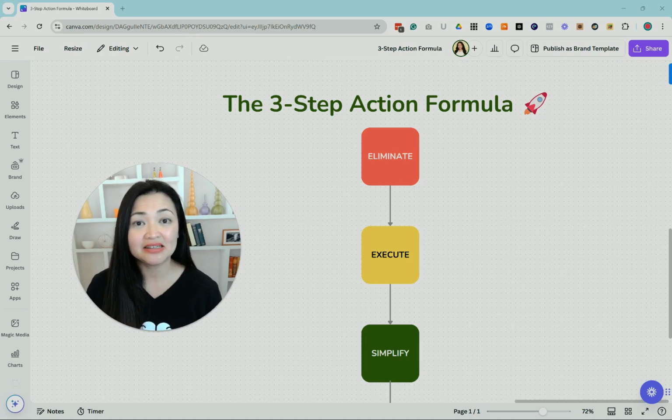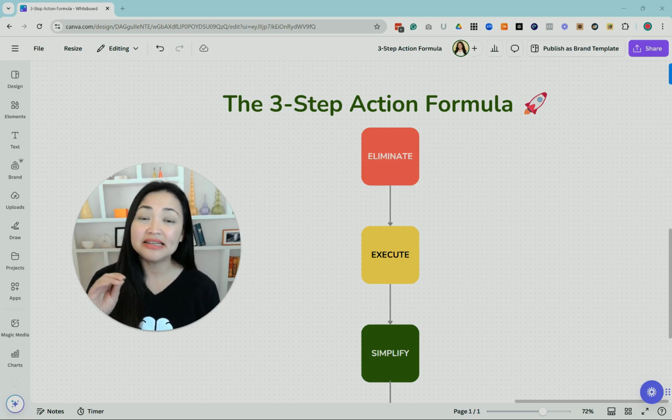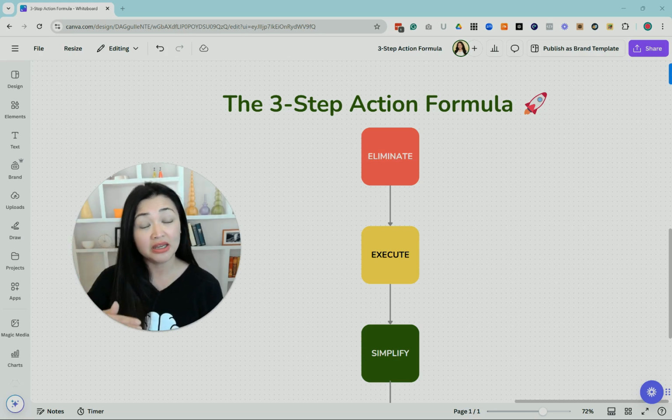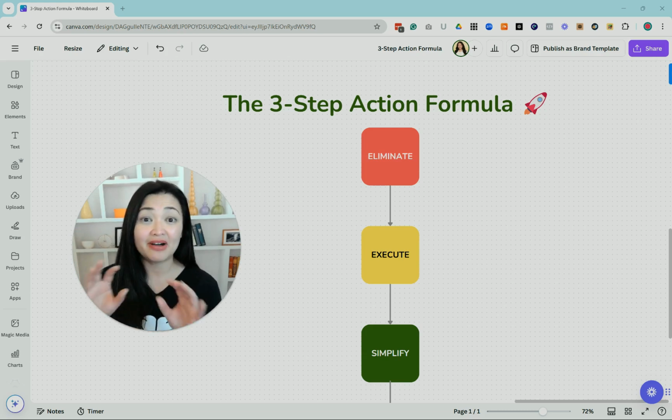Then after I execute an action, the third step is simplify. What that means is I get something done, I look back and think, okay, I can get that done faster, I can get that done easier. I can simplify the process even better after doing the work, after executing it 1 time or even 2 times. And then by simplifying it, next time I have to do it, it becomes even easier.